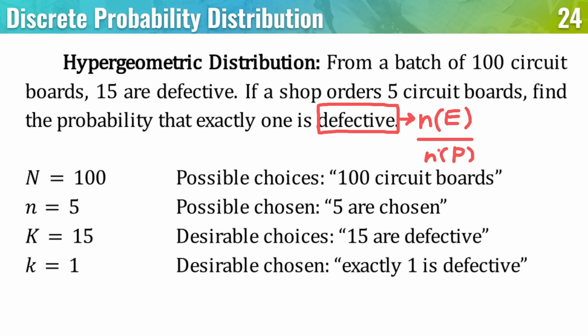Next, we have the number of possibilities. So they order 5 circuit boards. That would be our number of possible events. You could do this with FCP, but it would be a bit long. So there's a shorter way to do this, which is hypergeometric distribution.